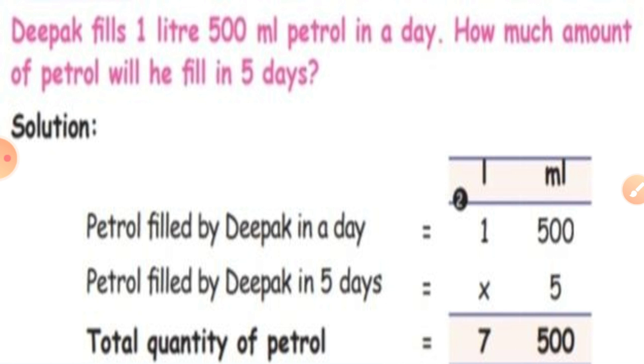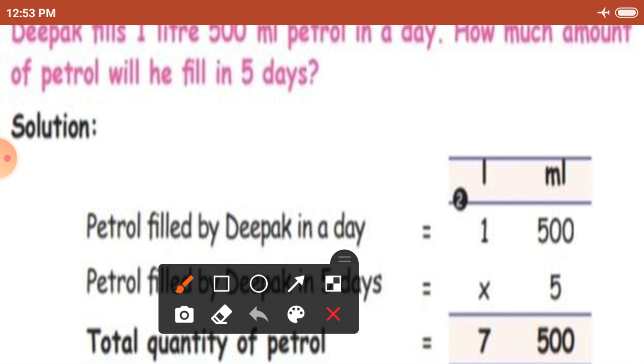After that, petrol filled by Deepak in 5 days. So they are asking for 5 days. So you have to multiply this with 5. So let's multiply this. 5 0s are 0. Again 5 0s are 0. Next 5 5s are what? 25. So 5 will come in milliliters place. And next 2 will become a carry here.